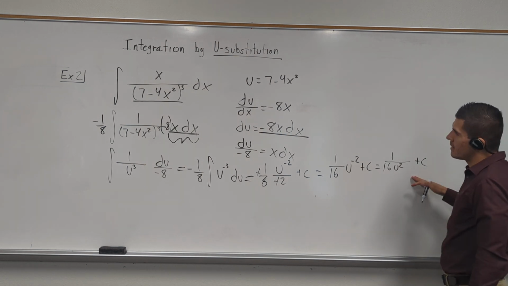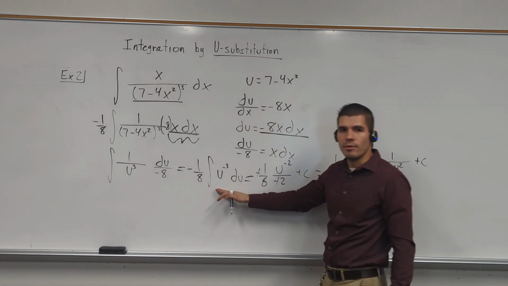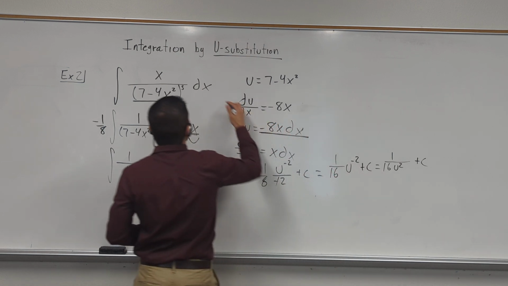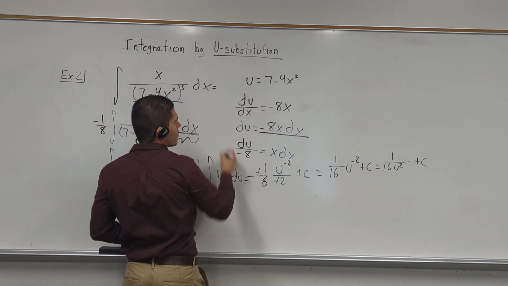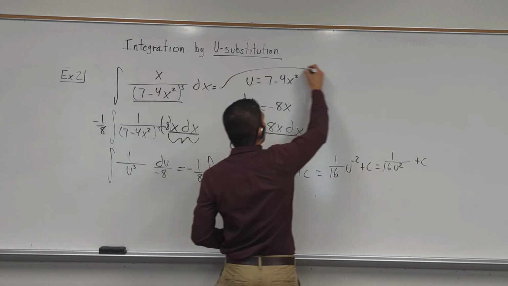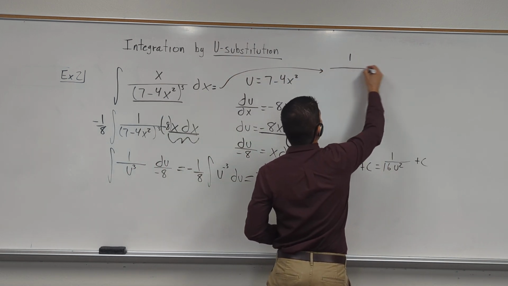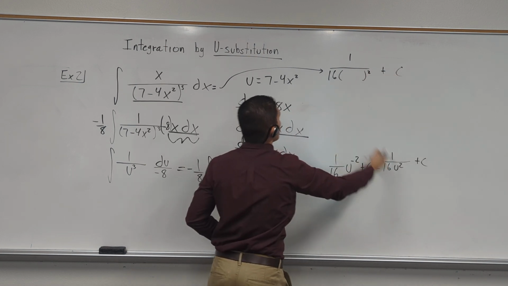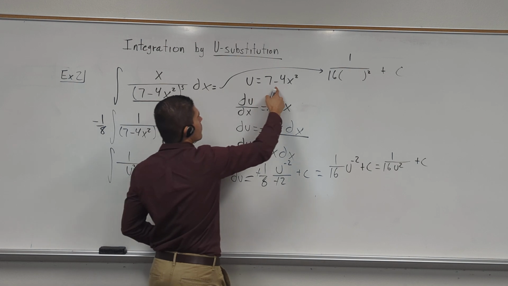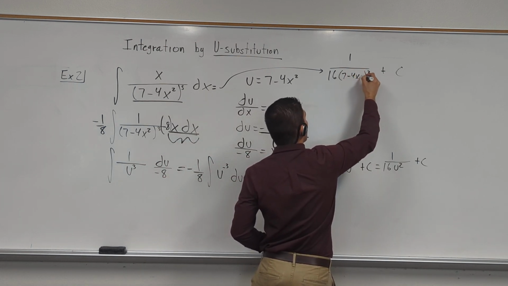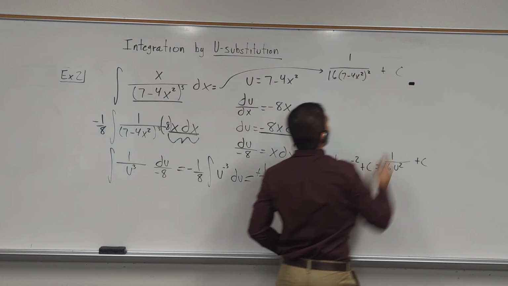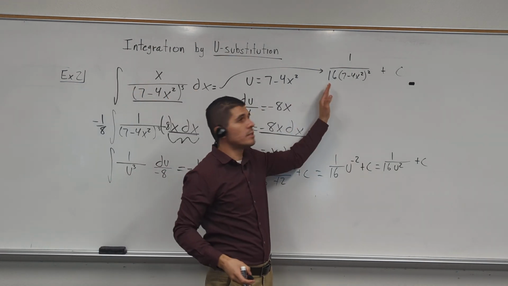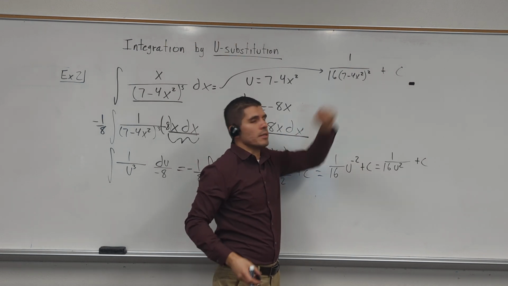Now remember, this is the antiderivative of this statement that we came up with, but we're utilizing substitution to help us solve this. So I can now go back and answer this question. Instead of u, I need to go back into terms of x's. Remember that we had said that u is equal to 7 minus 4x squared. So then I can say that the antiderivative of x over 7 minus 4x squared cubed dx is equal to 1 over 16 times 7 minus 4x squared squared plus c.